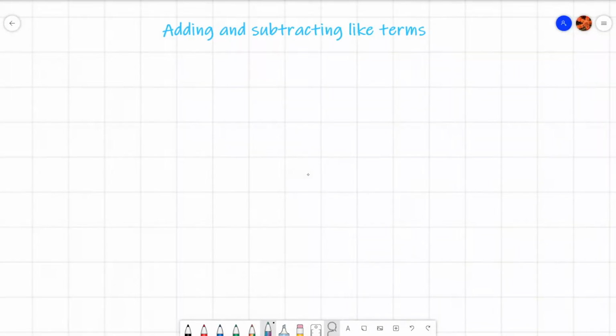Adding and subtracting like terms. In today's lesson, we will be looking at adding and subtracting like terms. The word like terms might throw you off a little bit and you might think, hang on a minute, what do you mean by like terms?